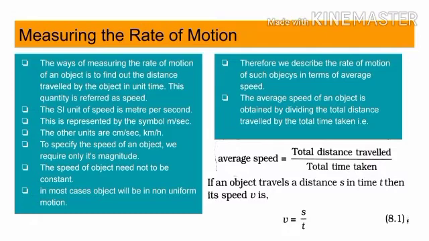If an object covers a distance s in time t, then its speed v is equal to s by t. Here s represents the total distance covered, t represents the time, and v represents the speed.